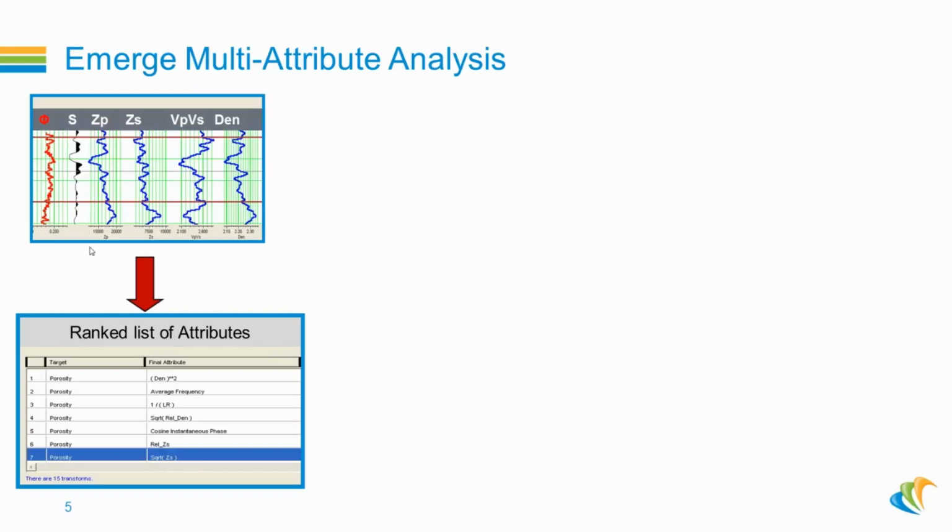And I want to rank all these attributes and see what will be the best attributes that predict my porosity. Besides seismic, I also compute on-the-fly attributes such as average frequency, dominant frequency, different bandpass filters as well. So all these attributes go into the statistical estimation process, and we do multiple attribute regression where we derive the relationship. So in my example, the best attribute that was predicting porosity is density squared. The second best attribute is average frequency, and so on.